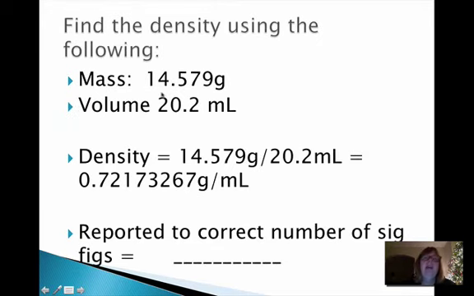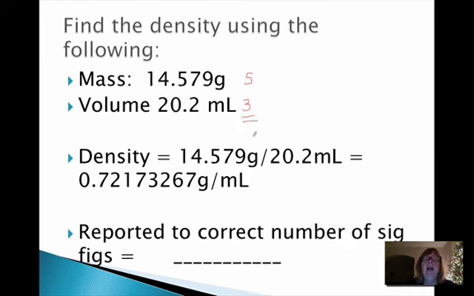All right, so here we go again. Here's a division problem. Density is mass over volume. We have a mass of 14.579 grams, so that would be 5 significant digits. Here the volume is 20.2. That 0 is in the middle, so we're going to count it. That's 3 sig figs. 3 is smaller than 5.